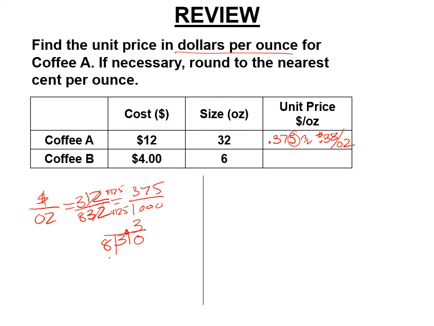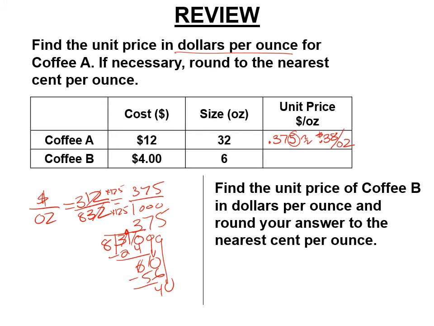But 3 times 8 is 24, and then you borrow, you get a 6, bring down a 0, 8 into 67, 7 times 8 is 56, remainder 4, bring down a 0, 8 into 40, yeah, you get the 0.375, which you have to round to 38 cents per ounce. So that's coffee A. I assume we're going to do coffee B, and it says round to the nearest cent per ounce, so let's do that again.